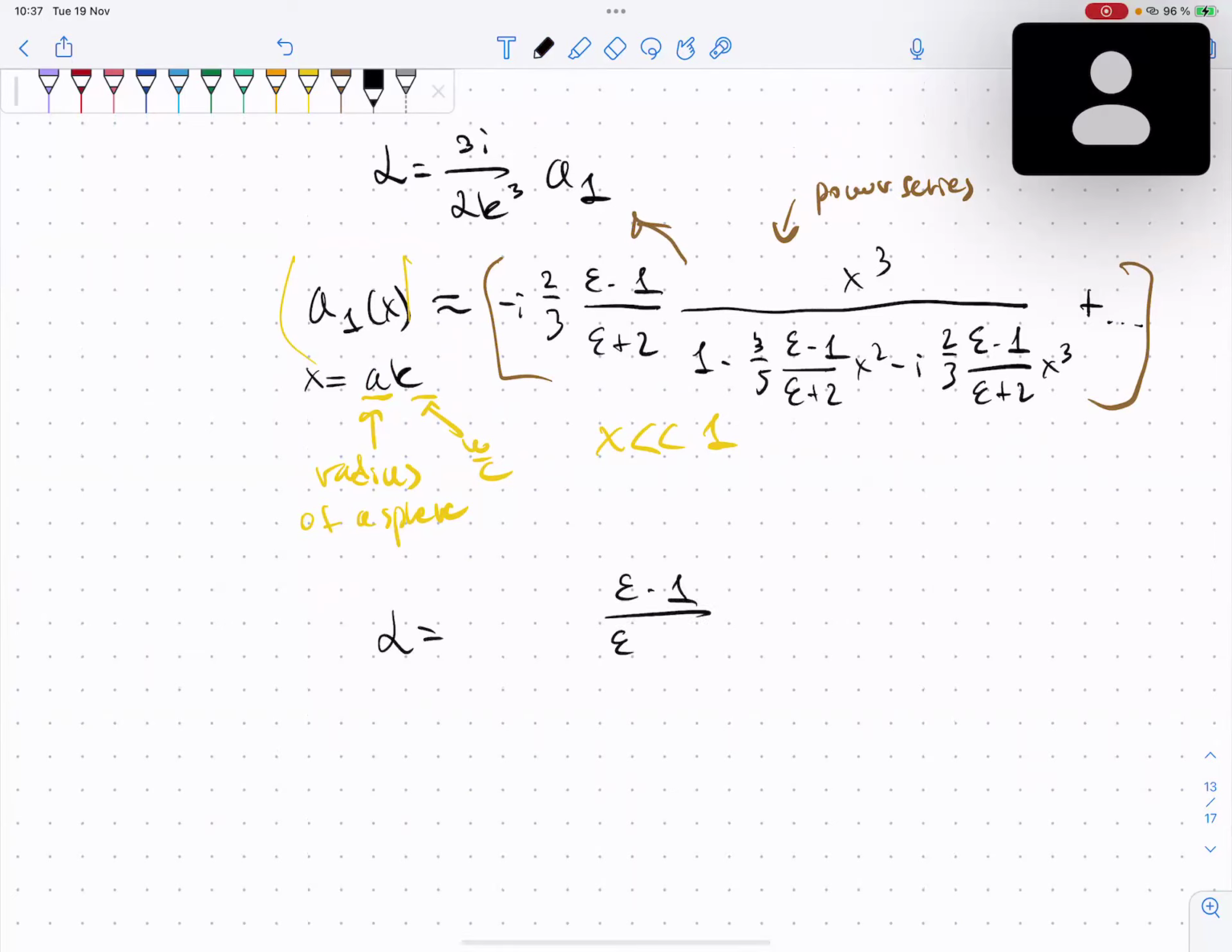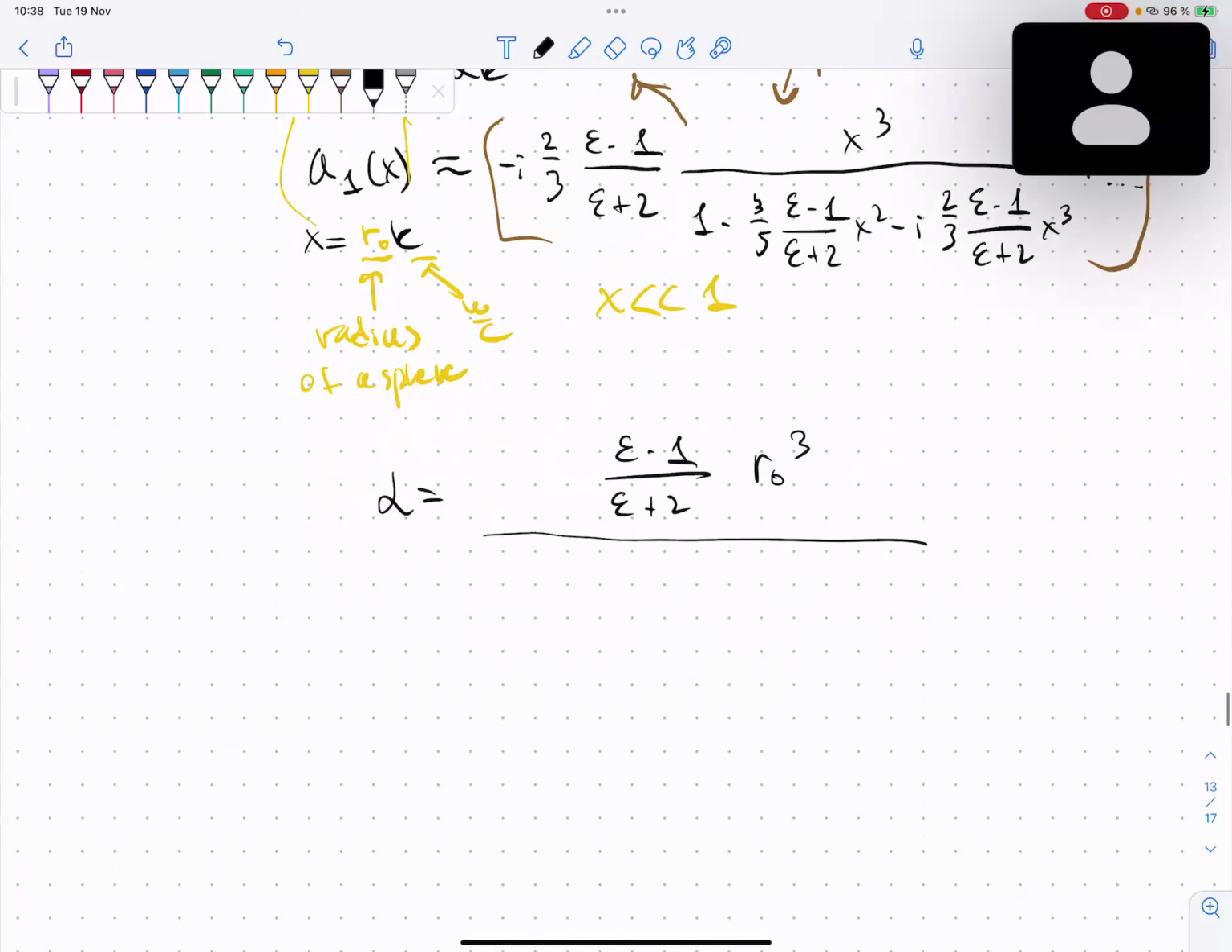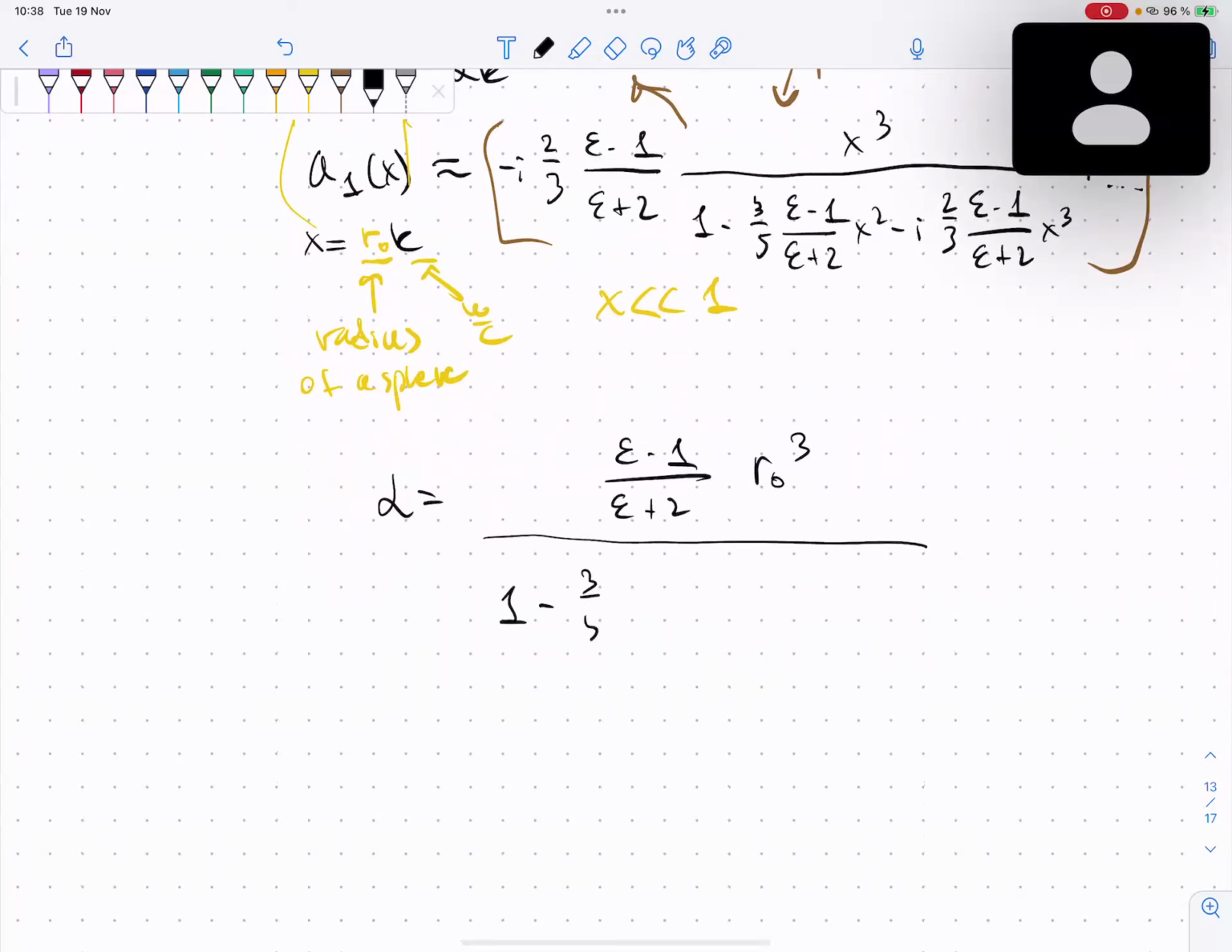epsilon minus 1 divided by epsilon plus 2, a to the, maybe let me write it not like a, but r0, r0 to the third power, divided by 1 minus 3 over 5 times epsilon minus 1 divided by epsilon plus 2 times k to the second power, r0 to the second power, which is just this x, minus i 2 over 3 epsilon minus 1 over epsilon plus 2 times k to the third power, r0 to the third power.